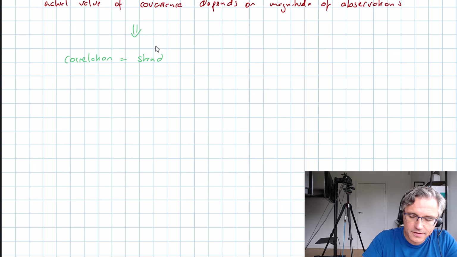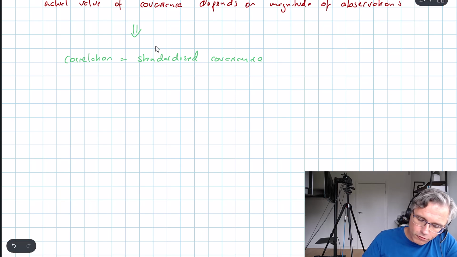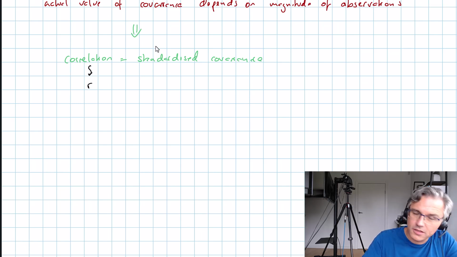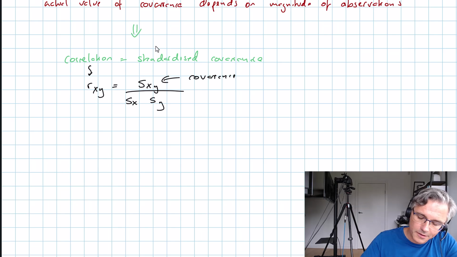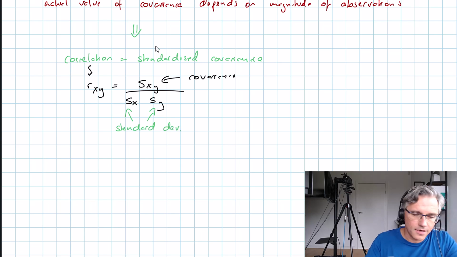Correlation is basically standardized covariance. And the formula for it, correlation, is denoted by R. Rxy, the correlation between the variables x and y, is Sxy, that's the covariance between them, divided by the product of Sx and Sy. These are basically our standard deviations for x and for y.